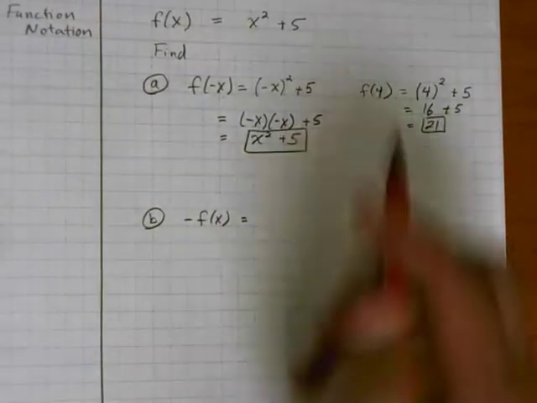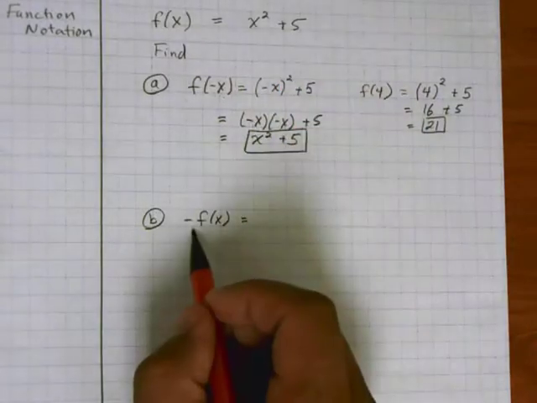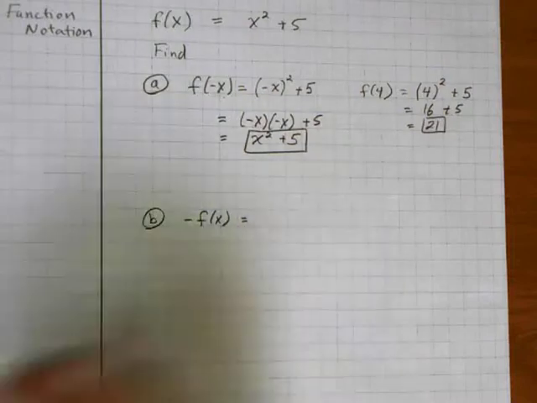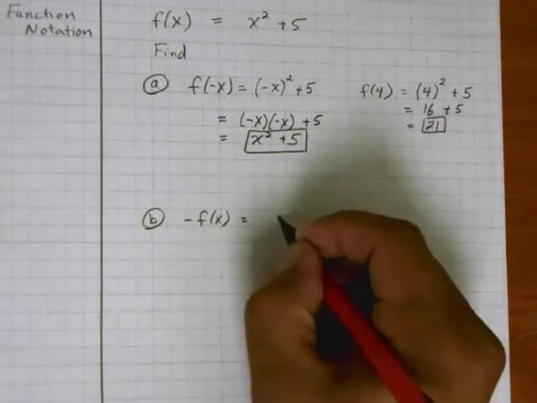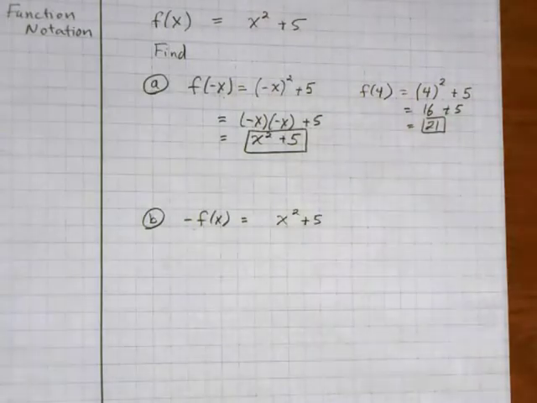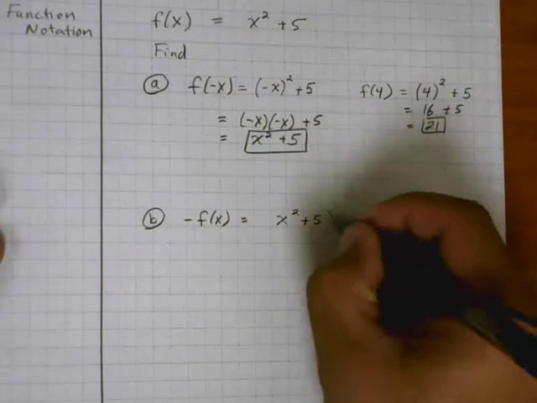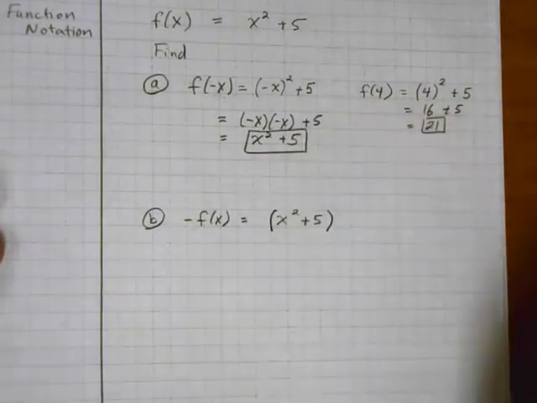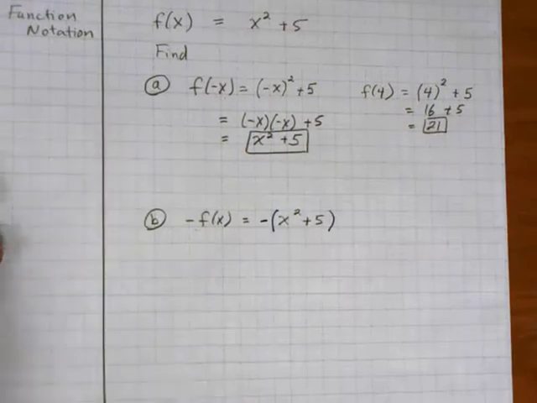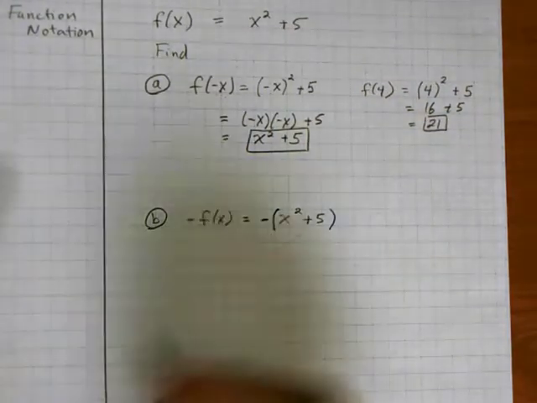I still start with f of x equals x squared plus 5, but this time I'm asked to do something a little bit different. The negative sign is outside of the function. And so what this means in function notation is that I write the original function. It's still x squared plus 5. But now I'm going to put parentheses around the entire function and then write the negative sign in front of it. So effectively, it means to multiply every term in the function by -1.